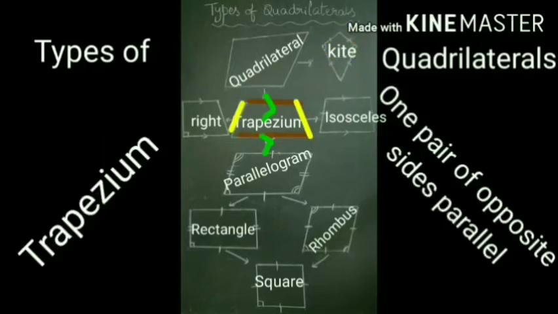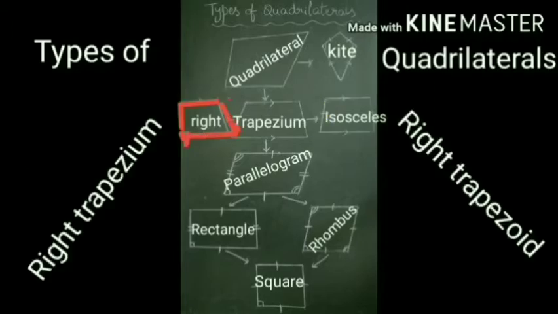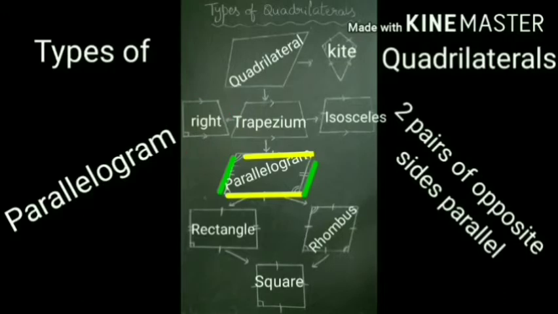In a quadrilateral, if one pair of opposite sides are parallel, then that becomes the trapezium. So here only one pair of opposite sides are parallel. In a trapezium, if two non-parallel sides are equal, then that becomes the isosceles trapezium. Just like that, in a trapezium, if one right angle you can see, then that becomes the right trapezium or right trapezoid. Okay, so in a trapezium, if another pair of opposite sides also parallel, then that becomes a parallelogram.